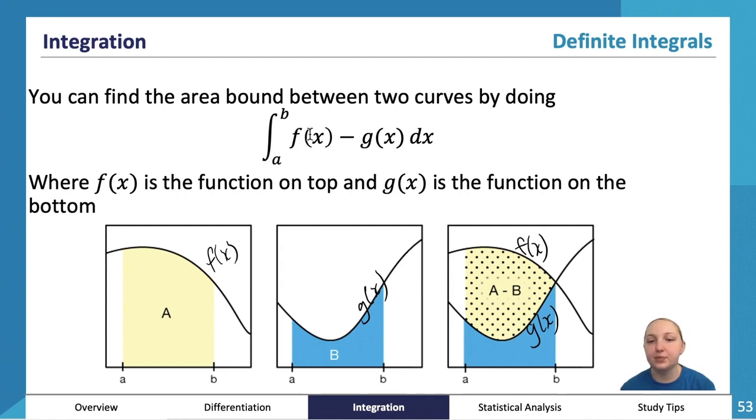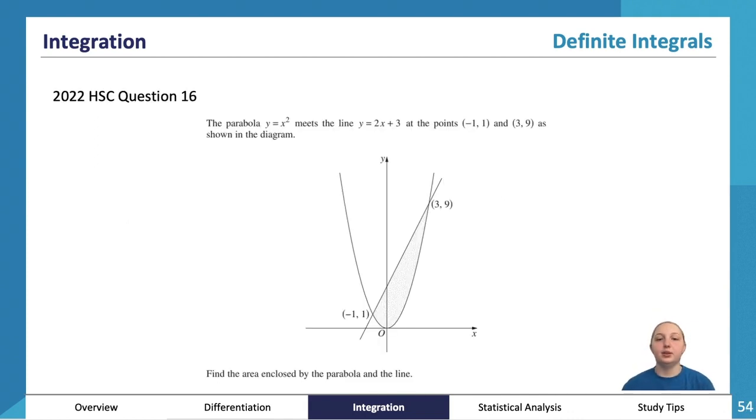But in order to find the area bound between two curves, all you do is f(x), so the function on top, minus g(x), which is the function on the bottom. Okay, so if we're considering this one here, our f(x) is whatever function has the line on top, g(x) is the function with the line on the bottom. And then you literally do the actual equation for f(x) minus the actual equation for g(x), and you get one final equation that you can then integrate between the limits.